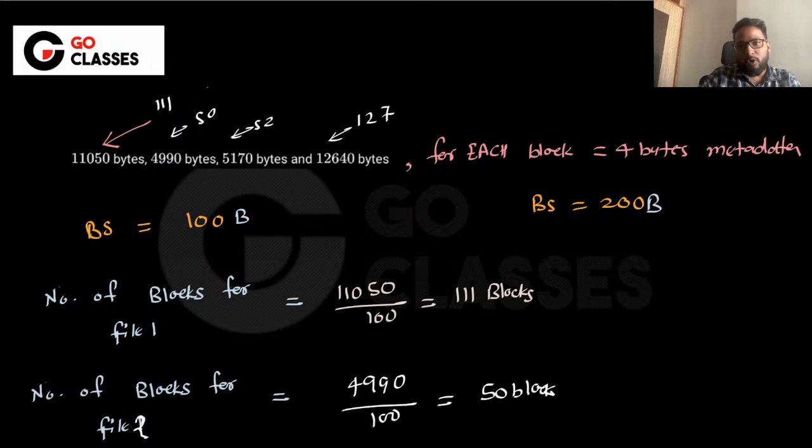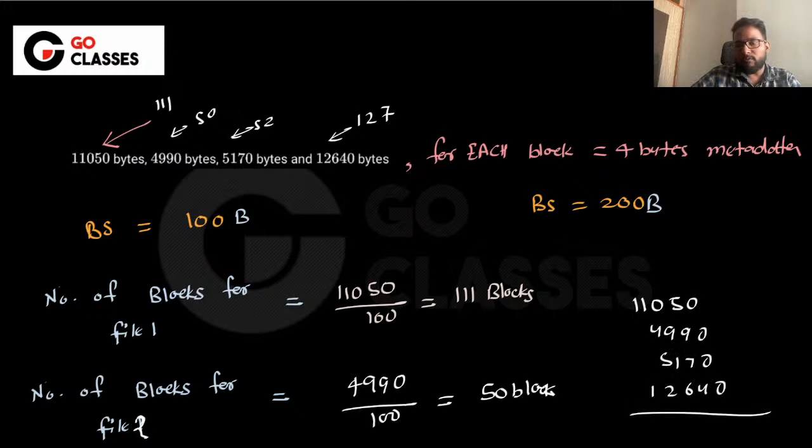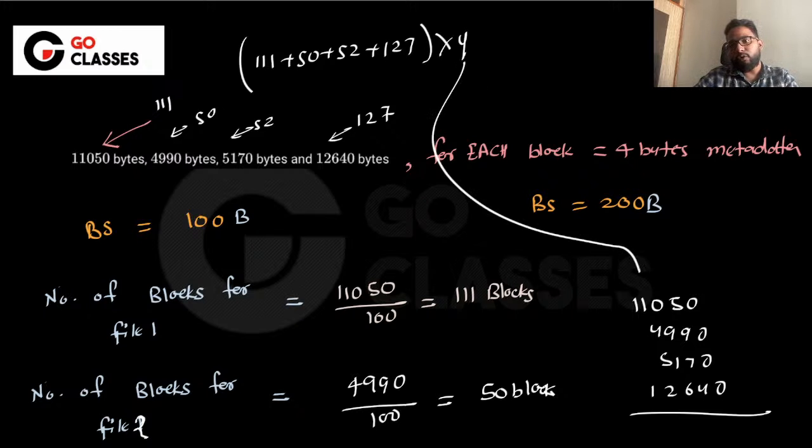So that many blocks into 4 also you will be spending to store the metadata, right? For every block you are going to spend 4 bytes. So the total space taken using the 100 byte blocks will be the sum of all of this, 12640, plus 111 plus 50 plus 52 plus 127 into 4. You also need to store this one, so you need to add it here. Let me know if that is fine to everyone.